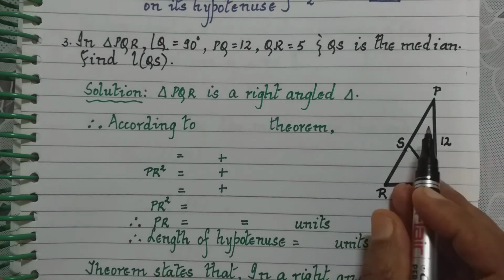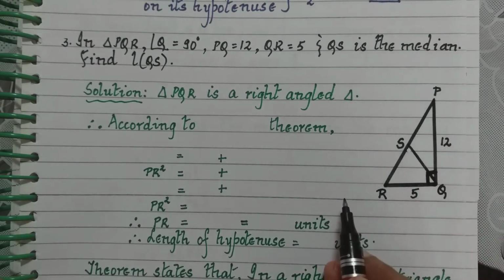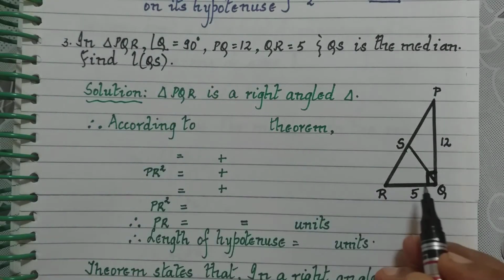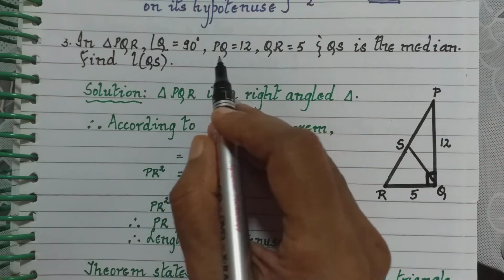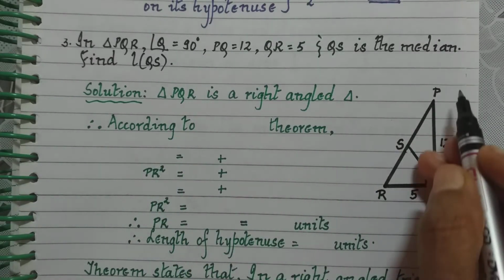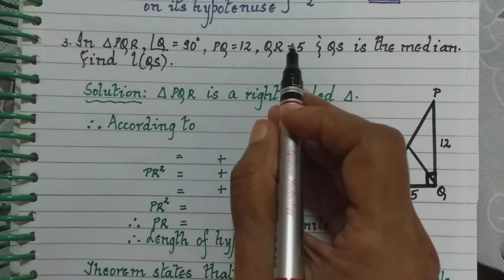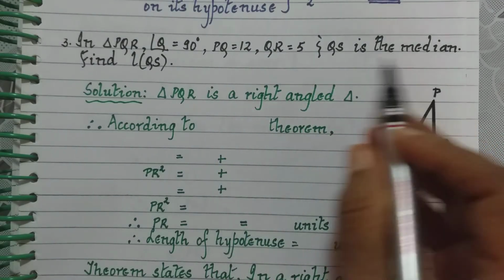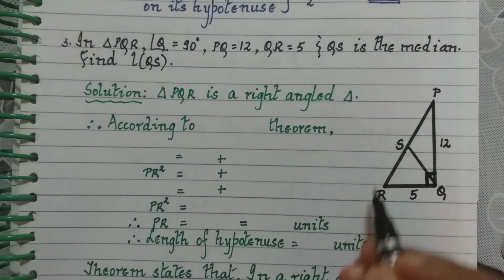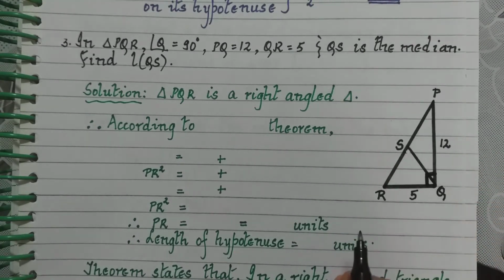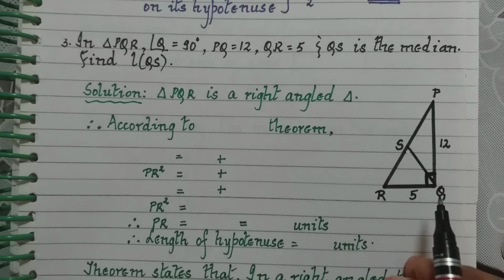So we draw the triangle. It is a right angle triangle PQR. Angle Q is 90 degree. They said PQ is 12, so we have marked PQ as 12. They said QR is 5. Okay. QS is the median. So QS is the median. It is dividing PR into two equal parts. We have to find the length of QS.